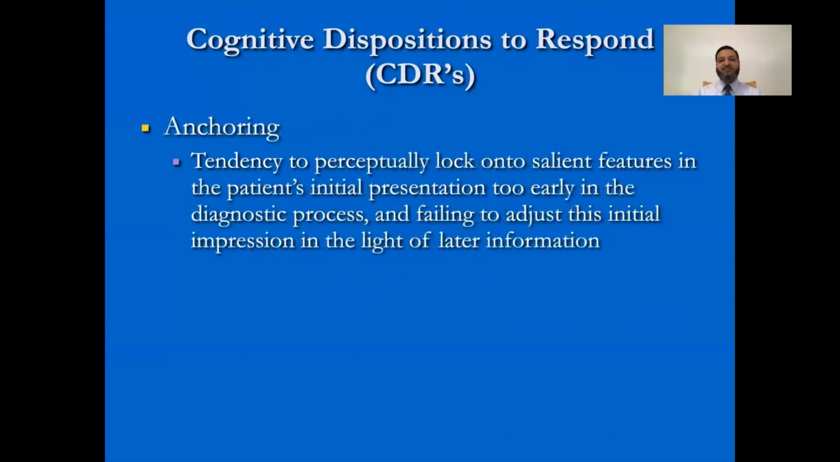Anchoring is a tendency to perceptually lock onto salient features in the patient's initial presentation too early in the diagnostic process and fail to adjust this initial impression in light of later information. So basically it means that you anchor onto a diagnosis early on and you are stuck on that diagnosis, you fall in love with that diagnosis, and despite what labs are showing, what testing is showing, you don't adjust your initial assessment. You stick with that initial impression, that initial diagnosis that you thought the patient had, and you anchor onto that diagnosis.